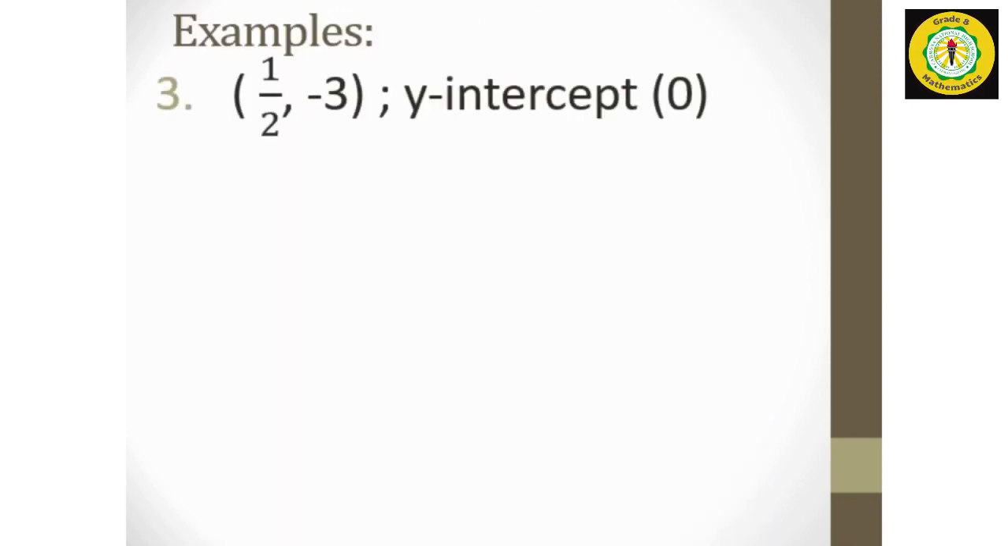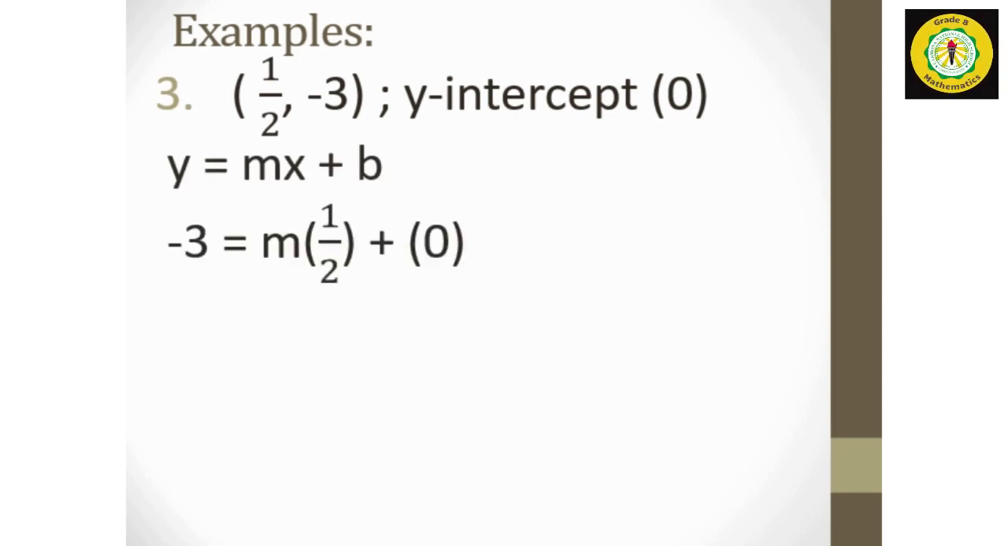For our third example, point 1/2 and negative 3 and y-intercept 0. Our formula is y equals mx plus b. So we need to substitute the given point and intercept to the formula. So we have negative 3 equals m times 1/2 plus 0. And then we need to isolate m. So we need to transpose it to the left and then negative 3 to the right. So we will come up with negative 1/2 m equals 3.